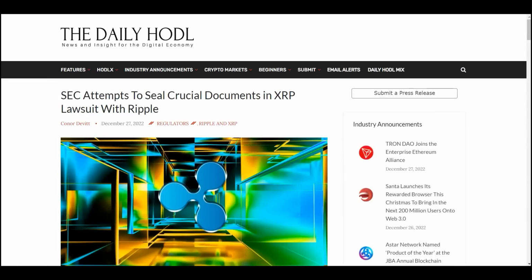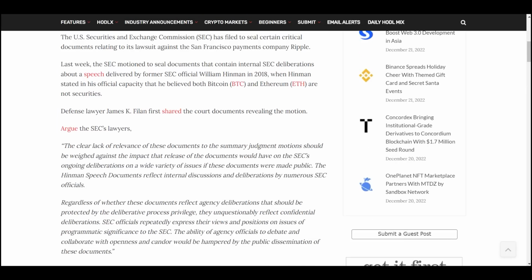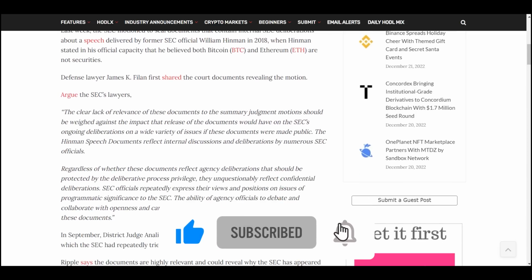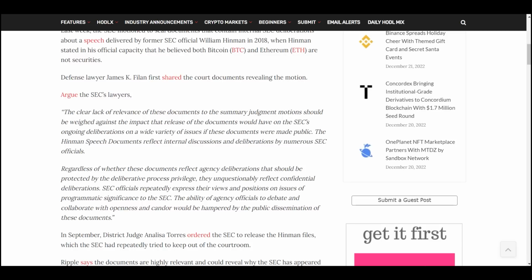Here we can see SEC attempts to seal crucial documents in XRP lawsuit with Ripple, right? This is from the beginning. They are trying, guys, to seal documents, to redact stuff. How can they be transparent if they want to redact stuff? The clear lack of relevance of these documents to the summary judgment motion should be weighed against the impact that release of the documents would have on the SEC's ongoing deliberations on a wide variety of issues.